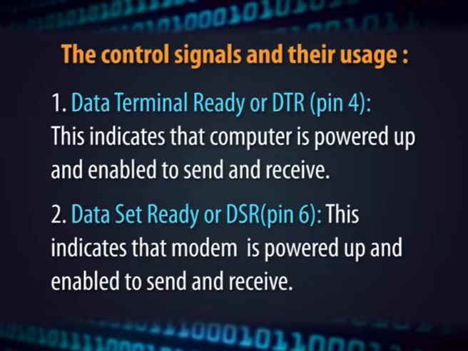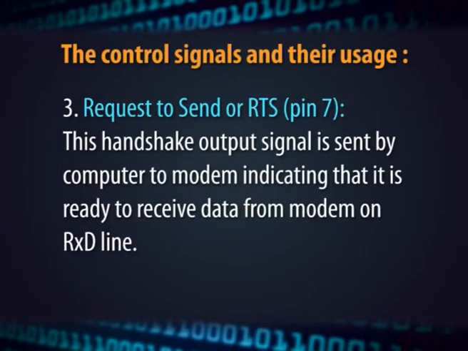The control signals and their usage is as follows. 1. Data terminal ready, or DTR, pin number 4. This indicates that computer is powered up and enabled to send and receive. 2. Data set ready, or DSR, pin 6. This indicates that modem is powered up and enabled to send and receive. 3. Request to send, or RTS, pin 7.